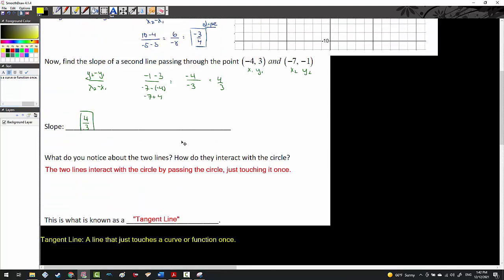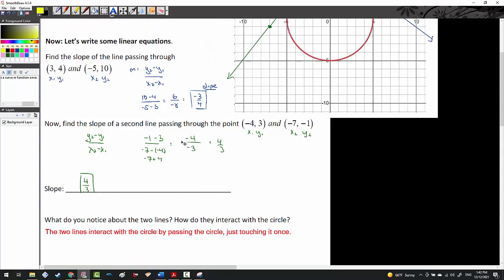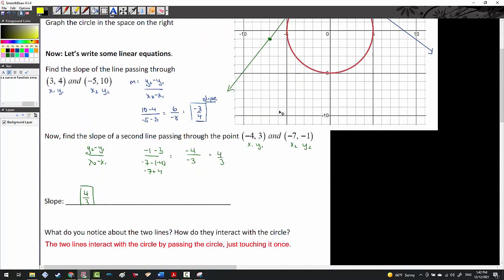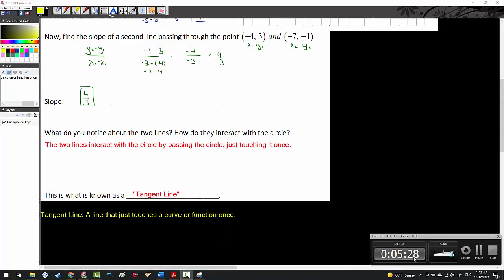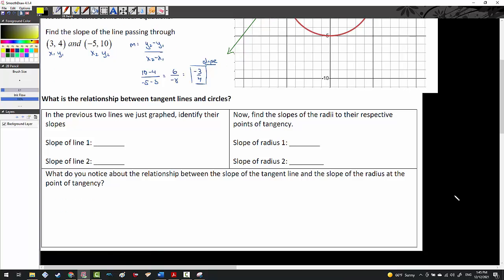But we're going to see what kind of relationship a tangent line has with a circle, and we're going to see that in the next couple minutes here. Let me get the next set of problems that accompany this resource page here. I'll be right back. So it asks, what is the relationship between tangent lines and circles?